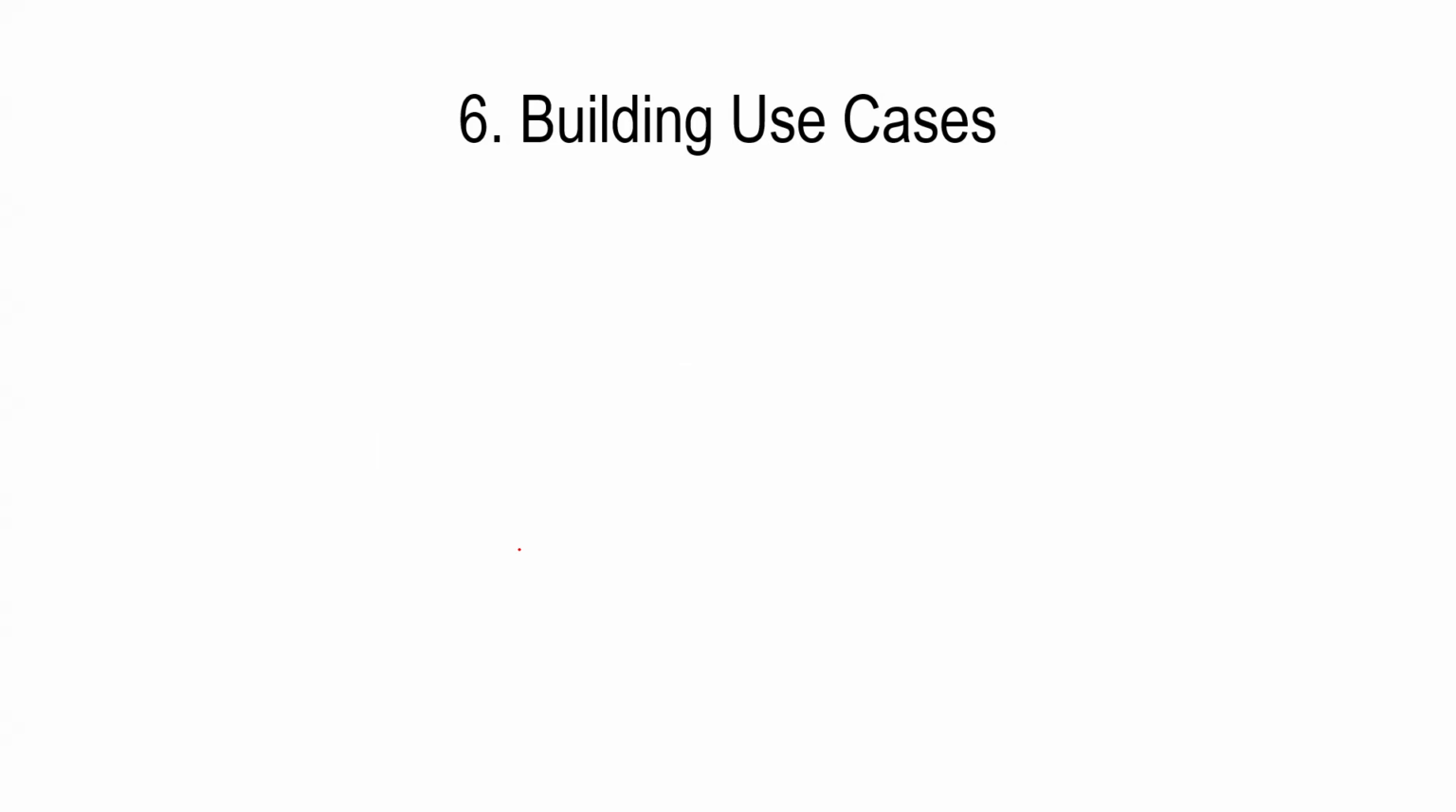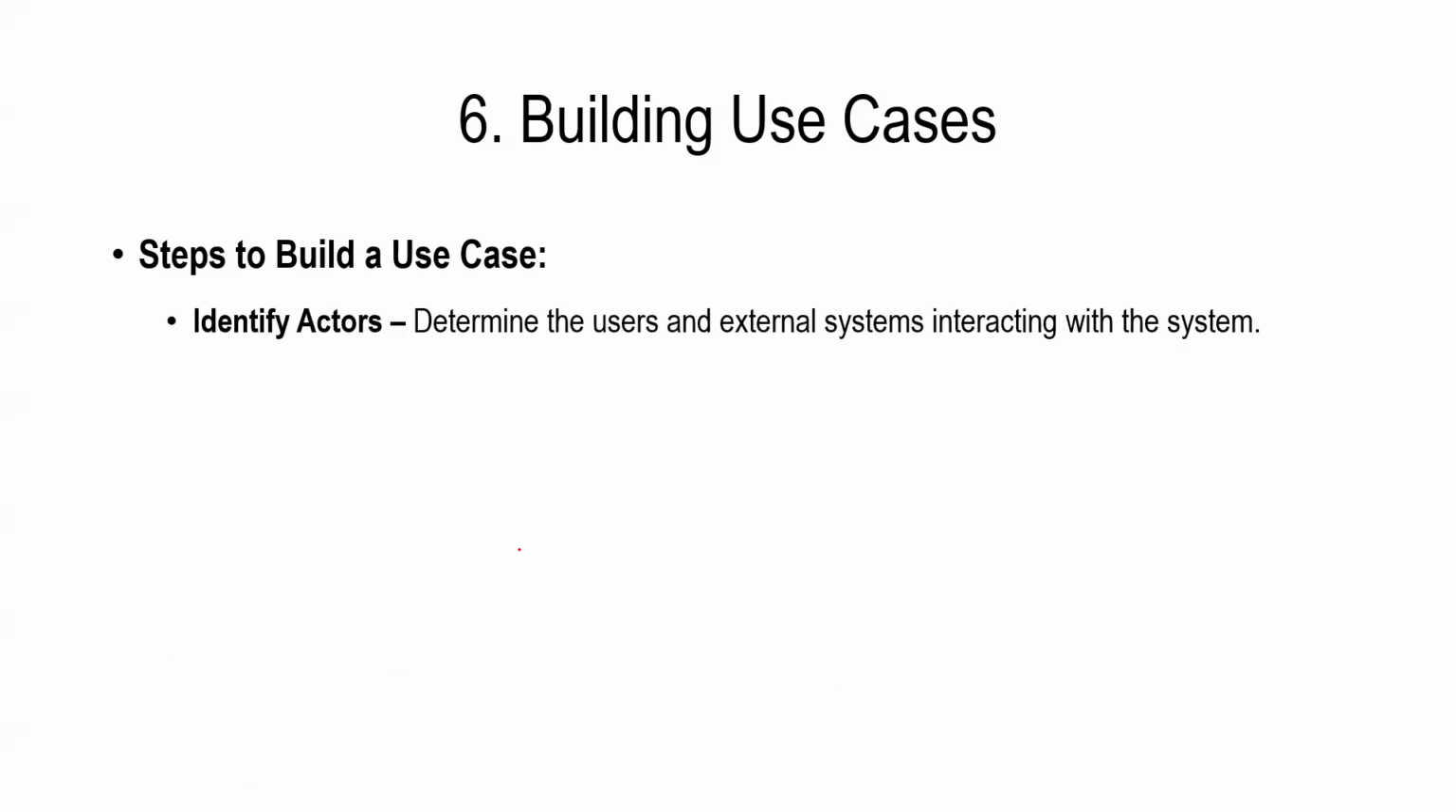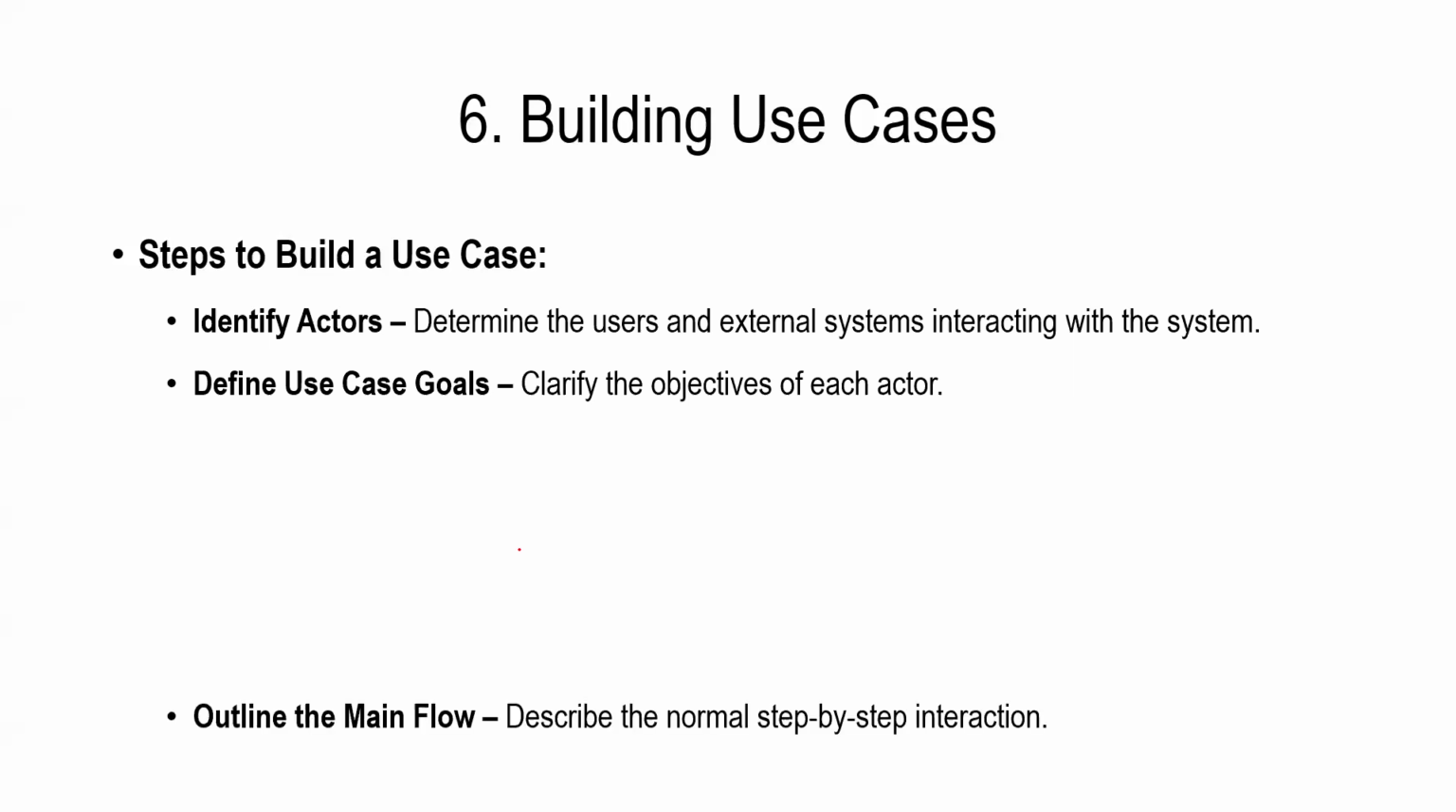Last but not least, we look at building use cases. The steps to building a use case are as follows. One, you need to identify the actors. That is, you need to define the users who will be on the left, the primary actors, and external systems that will be interacting with the system, your secondary actors on the right-hand side of your system. Apart from that, you need to define use case goals by clarifying the objectives of each actor.